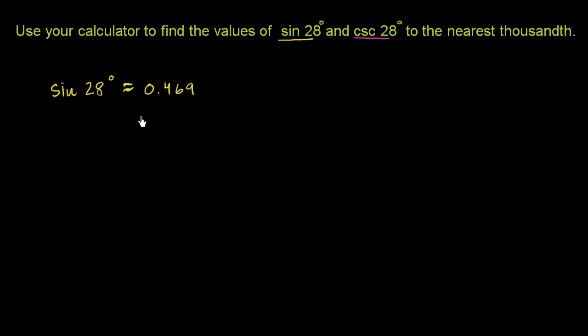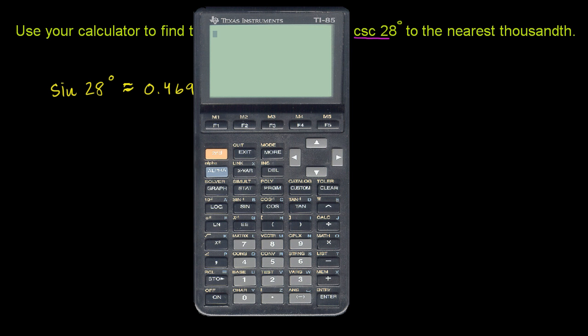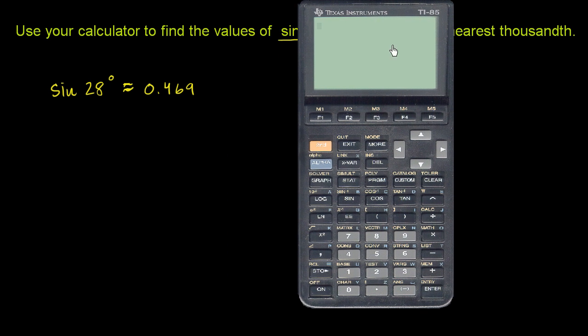Now let me do that in a different calculator just to get a little bit of variety. This is a kind of traditional graphing calculator. And once again, we want to make sure that we are in degree mode. So this right over here says mode in yellow. To get to that yellow function, we have to press the second first. So press second, and then we go to mode. And it's good we checked, because we see right over here that we were in radian mode. We want to be in degree mode. So let's go to degree mode, just like that. So we've set degree mode.